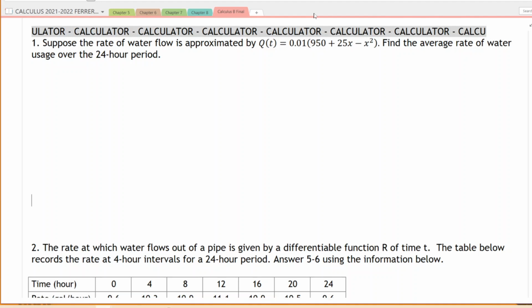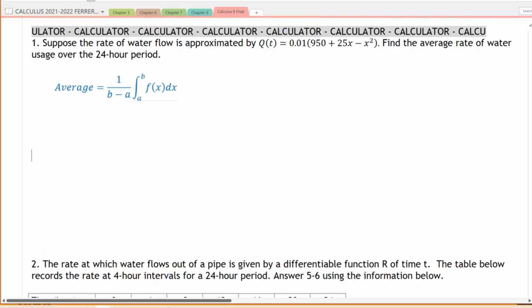Well, hello there, everyone. We are going to be taking a look at the calculator questions on the Calculus B final, starting with number 1. Suppose the rate of water is approximated by Q(t) equals 0.01 multiplied by the quantity 950 plus 25x minus x squared. The question is, find the average rate of water usage over the 24-hour period.